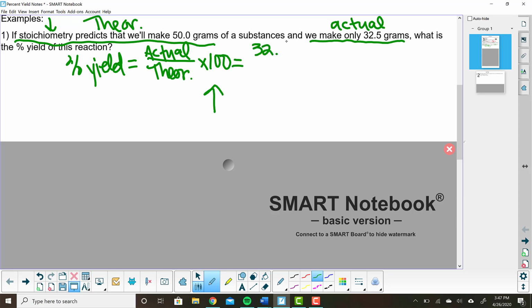32.5 is the actual yield. Make sure that you include units. And 50 grams is the theoretical yield. So I'm going to divide those numbers, 32.5 divided by 50, and then I'm going to multiply by 100. So 32.5 divided by 50 times 100, that is 65% yield.